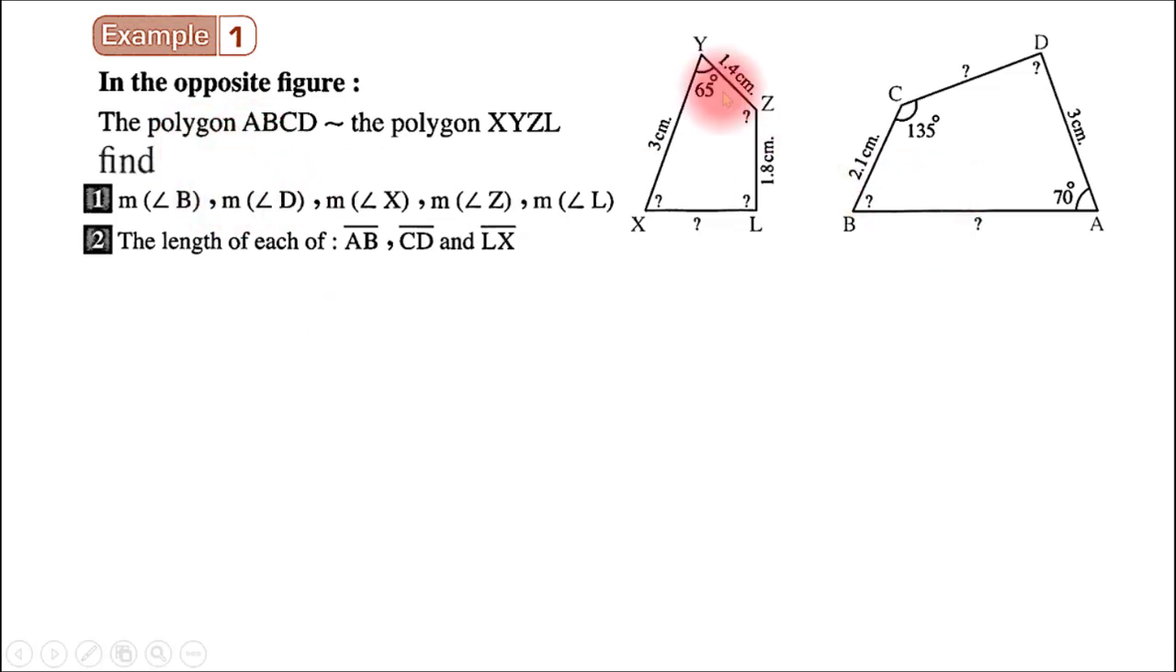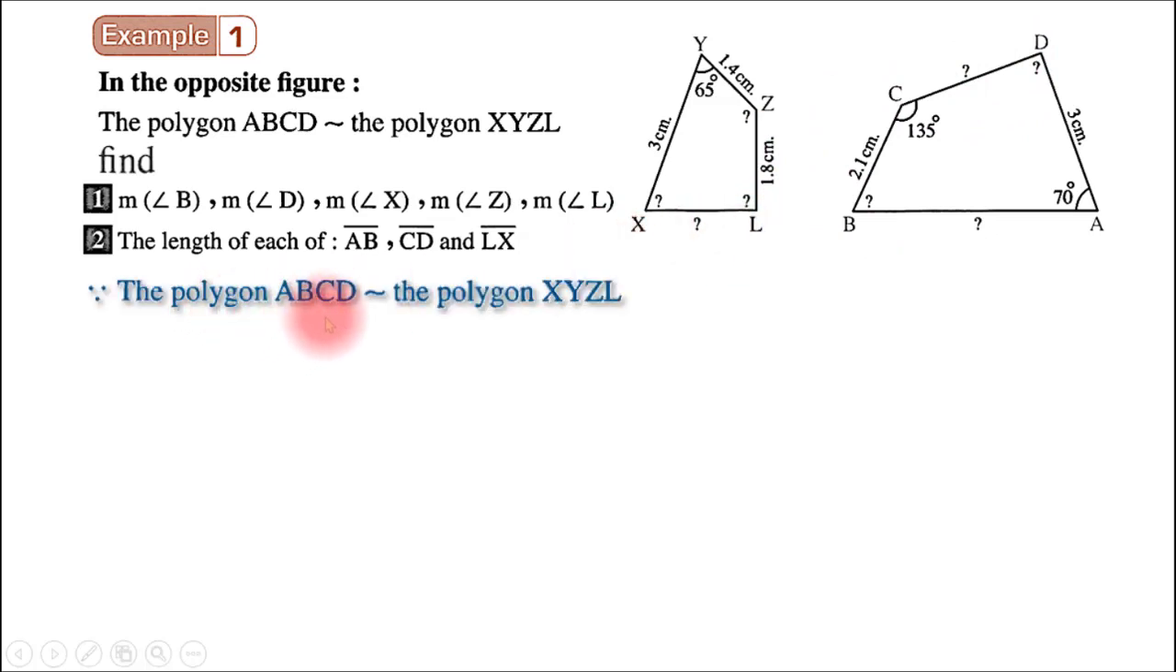Example number 1: we have in the opposite figure, ABCD is similar to XYZL. Find the measure of angle B and the measure of angle D, the measure of angle X, angle Z, and angle L. Also find the length of each of AB, CD, and LX.